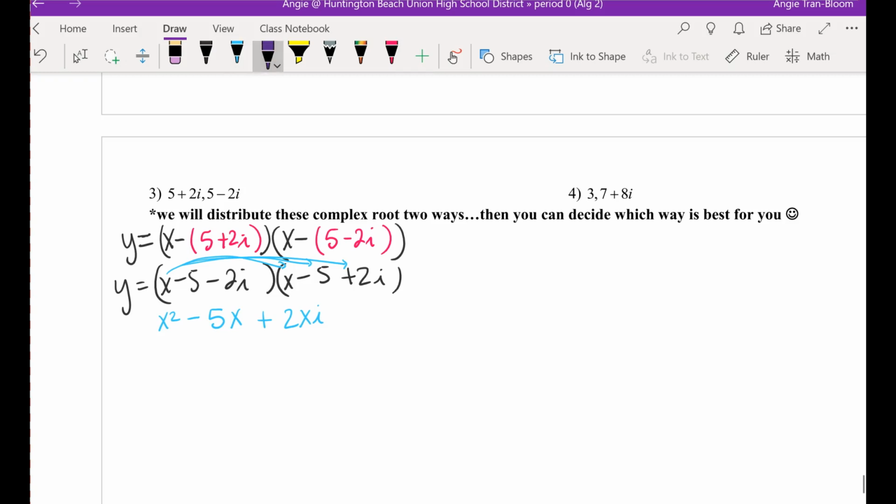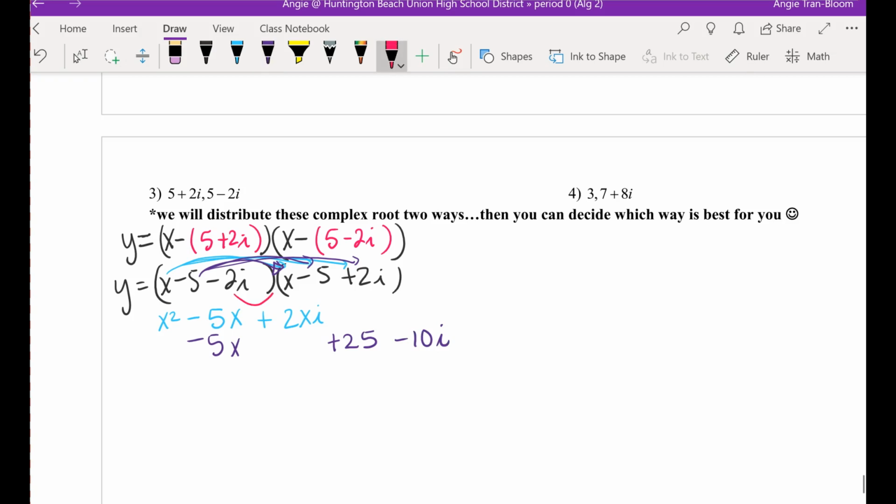All right, next. The negative 5. Negative 5 times x is? Negative 5x. Negative 5 times negative 5 is? Plus 25. I don't have that yet, so I am extending it a little bit out. Negative 5 times positive 2i. Negative 10i. I don't have that either, so I'll write it all over there.